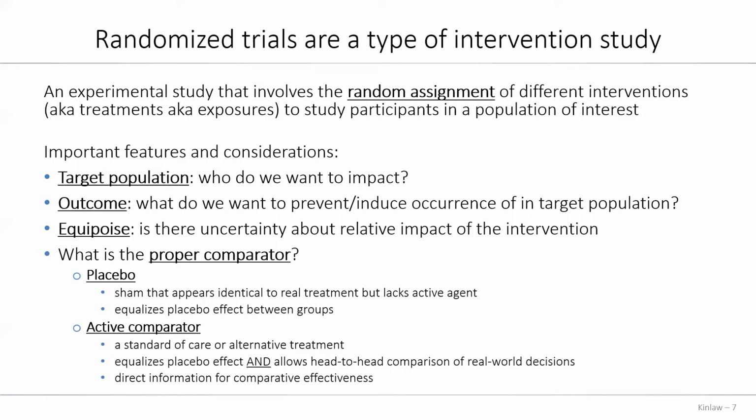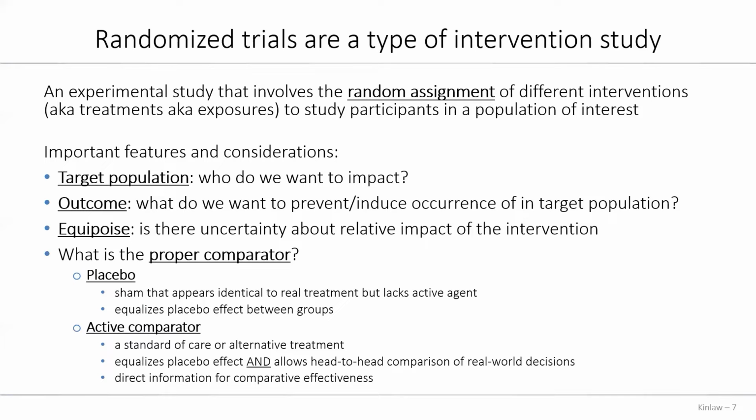One nuance related to the idea of whether or not there's real clinical equipoise has to do with exactly what the intervention is going to be compared to. Depending on what the current state of knowledge is, like whether or not the competing treatments are already on the market, it may be useful to conduct an active comparator randomized trial instead of a placebo-controlled randomized trial.